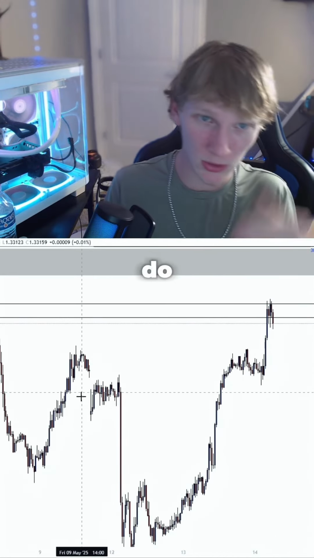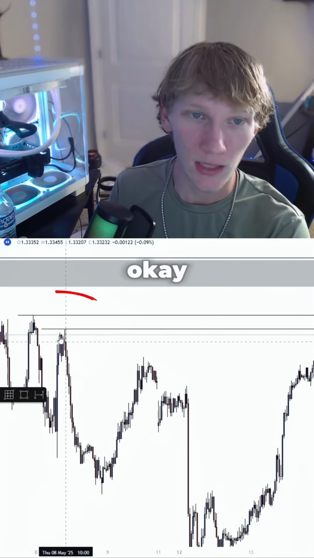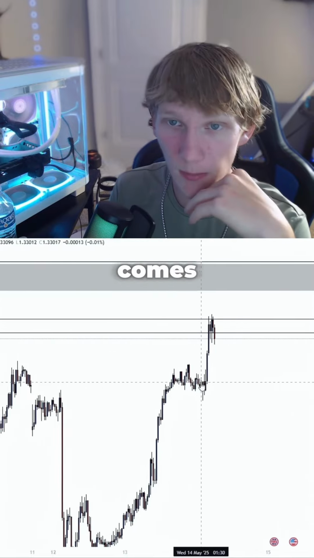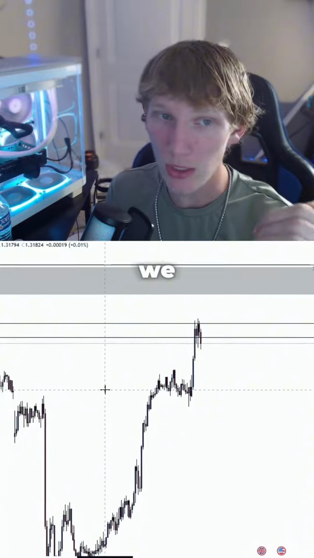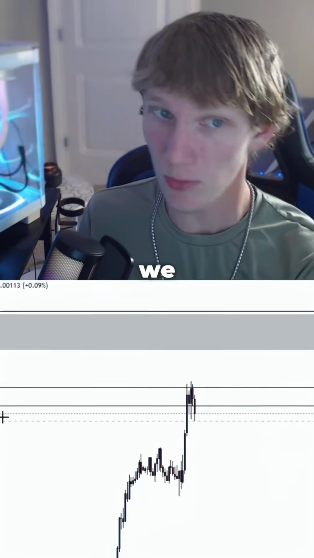So first and foremost, what we do is we look for liquidity on the 30-minute. Okay, we have liquidity sitting here. Price comes back up and it sweeps both of those areas of liquidity. Now you're wondering, how do we know what to take a trade off of? How do we know which liquidity?